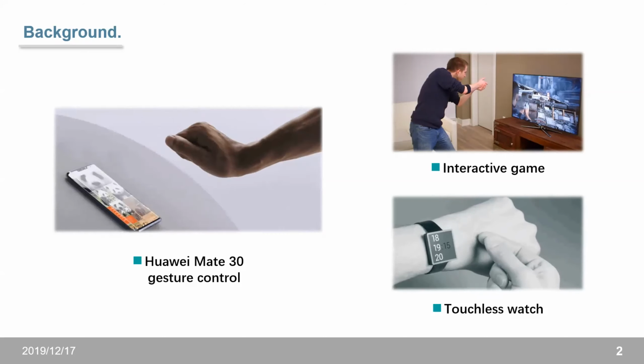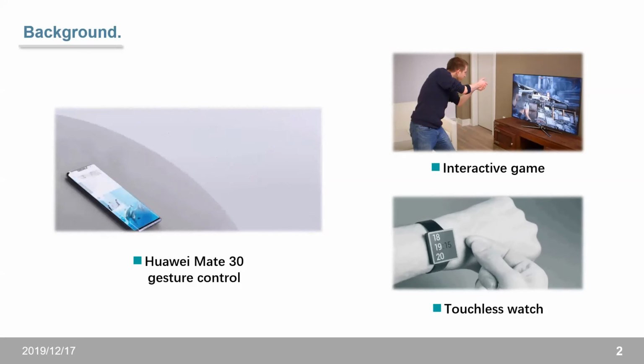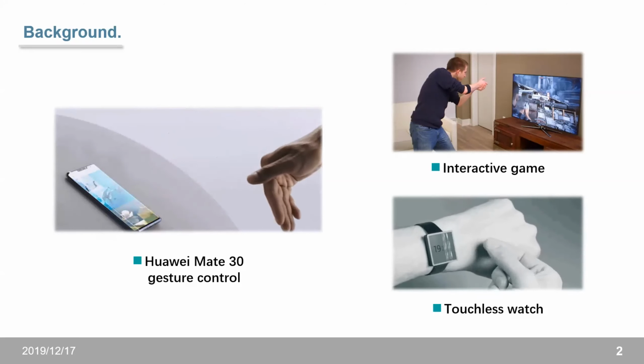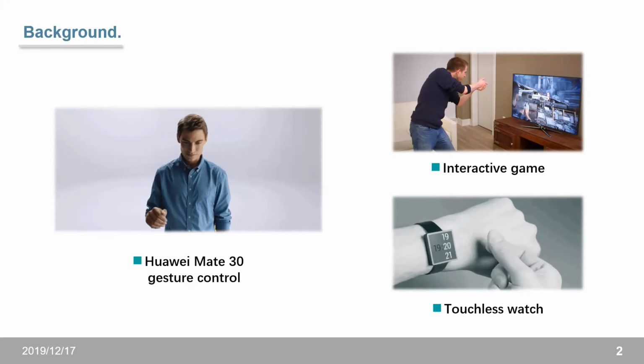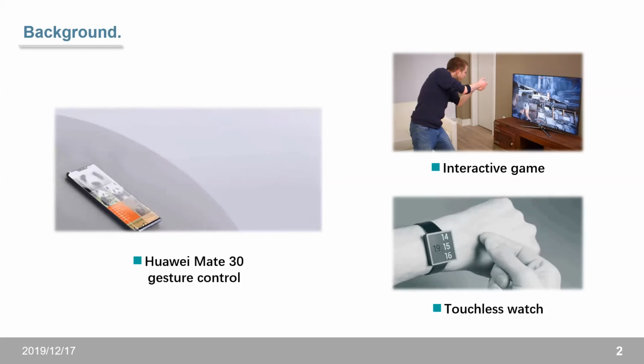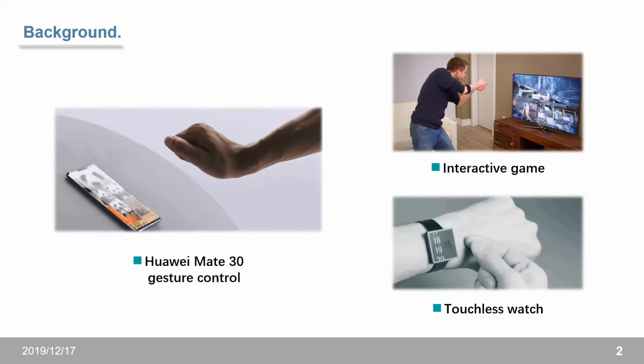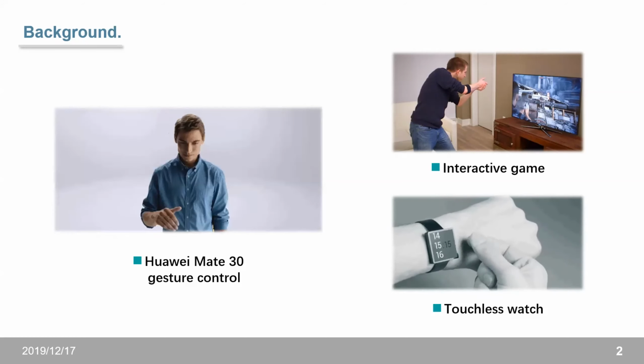And the third one is a touchless watch brought out by Google. We can see that this watch does not have a physical button, but the watch can detect the distance of your hand to the watch and your gesture to adjust the time.